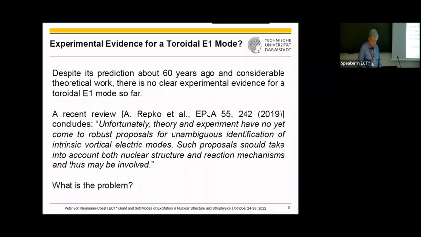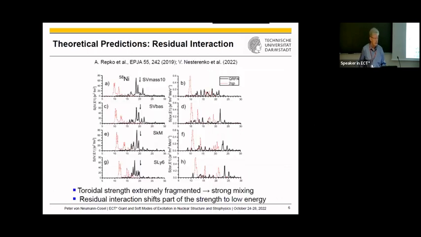Okay, so what's the problem? Let's look a little bit at the predictions. These are calculations using various Skyrme forces. Here on the left side, you see the isovector response. In the right column, you see the toroidal response. And the red dashed spectra are actually the simple two quasiparticle distribution without interaction, which already tells you that this mode is very fragmented already on the quasiparticle level. So that is maybe the biggest problem.